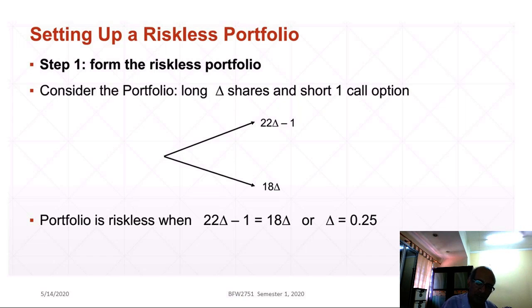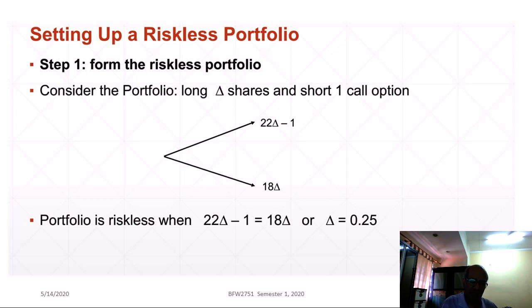Going back to our original example, if it goes up, it becomes 22 times delta. Why? Because that $22 depends on the number of stocks. Minus $1 is the value. If it goes down, it is $18 times the number of stocks, delta. So the portfolio is riskless when you combine these two to be equal. That's what we are talking about, riskless. When it goes up or goes down, you should have equal value.